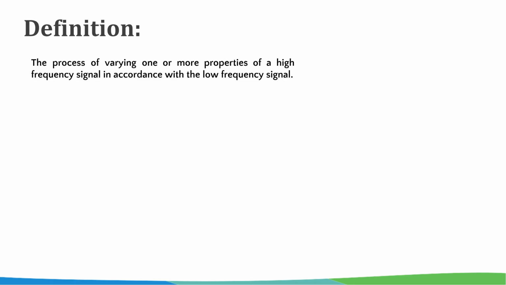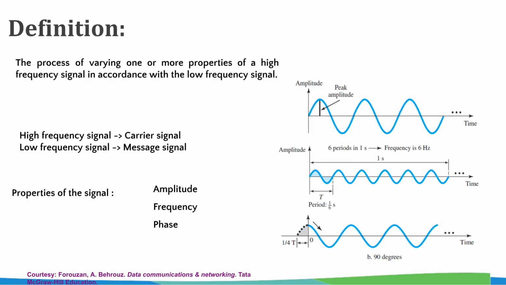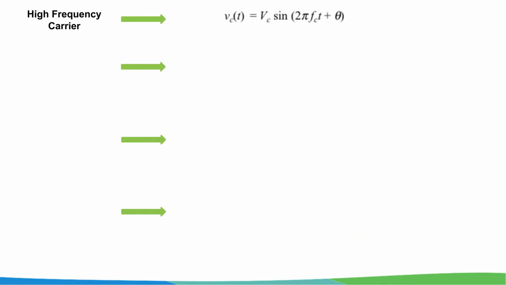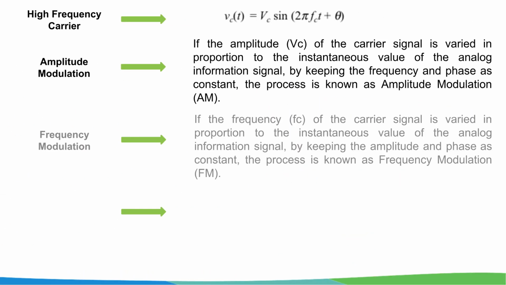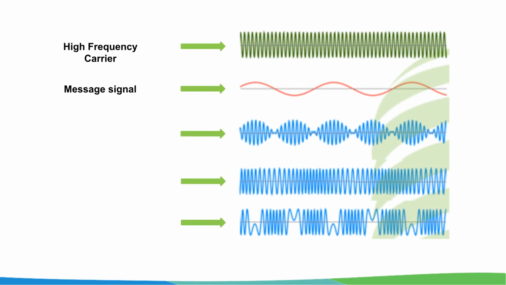Modulation is the process of varying one or more properties of a high-frequency carrier signal in accordance with a low-frequency message signal. The properties that can be varied are amplitude, frequency, and phase. There are three main types of analog modulation: amplitude modulation, frequency modulation, and phase modulation. Each varies a specific property of the carrier signal while keeping the others constant. This graphic visually represents the output signals for amplitude, frequency, and phase modulation, demonstrating how the message signal alters the high-frequency carrier wave in each method.